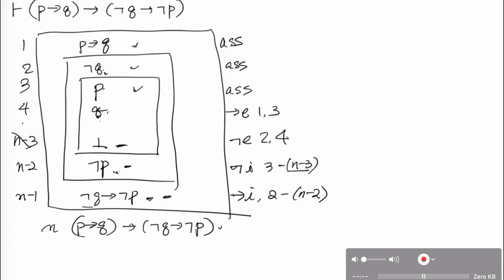So n minus 3 is actually 5. This is 6, this is 7, so this is 8. Actually, this is 5, and this is 6. And then the last one is, of course, the implication elimination rule from the largest box, which is 1 to 7. So we are done with the proof. Okay, good.